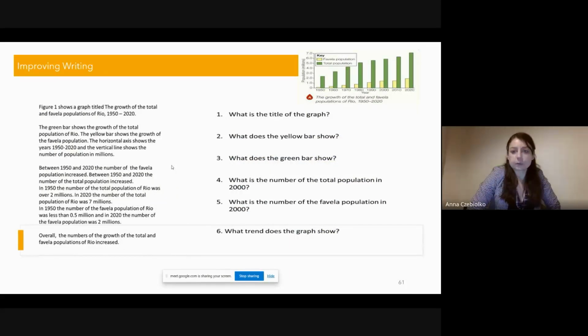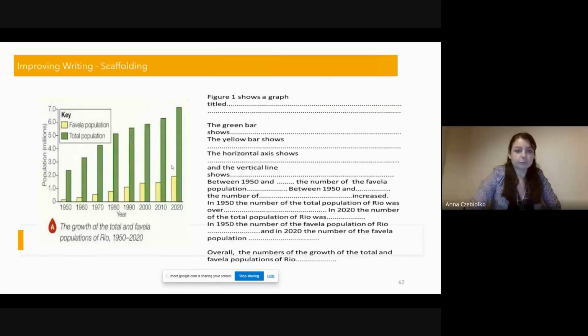If we have a text, it could be modeled. Students can also work on provided answers. So they practice scanning that they already know. And they write, what is the title of the graph? So they have to identify it in the modeled answer. And scaffolding. So we provide sentence frames and we ask our pupils to read the graph by themselves.